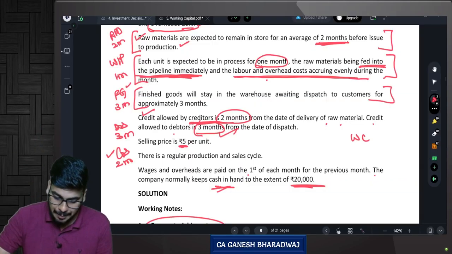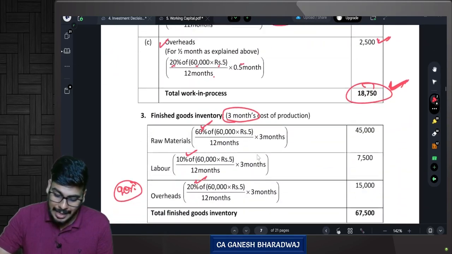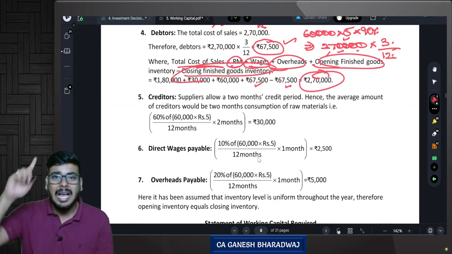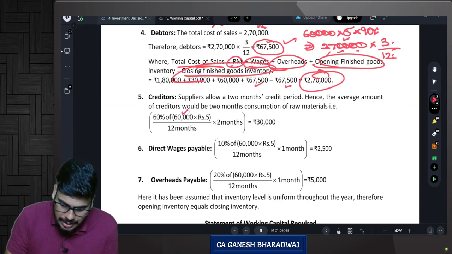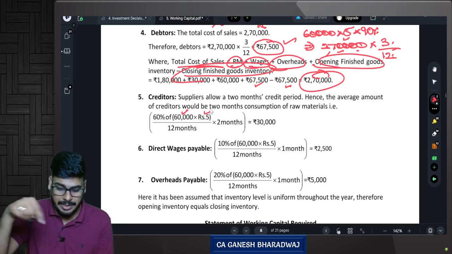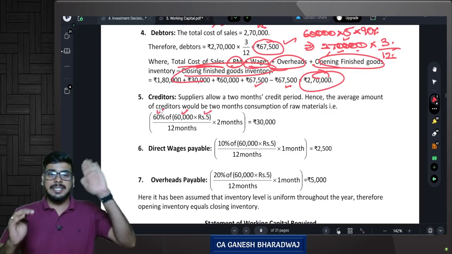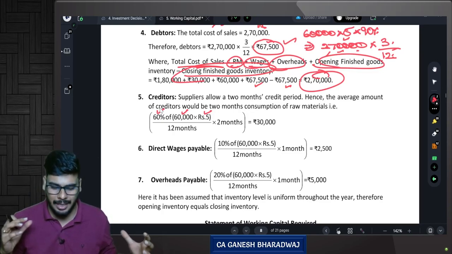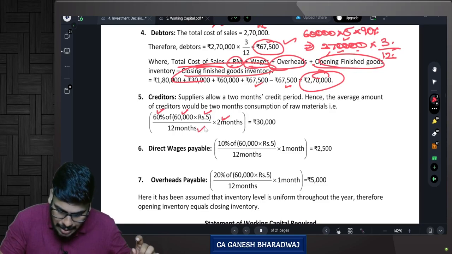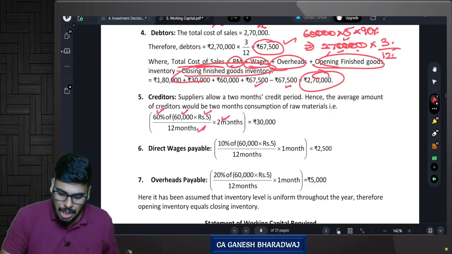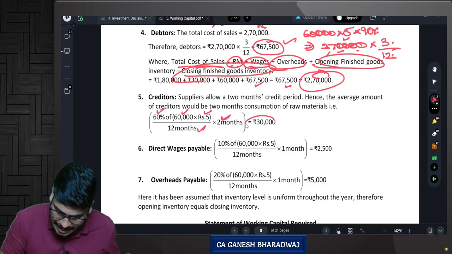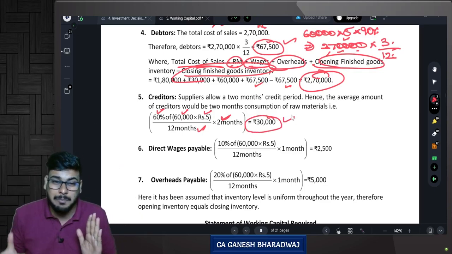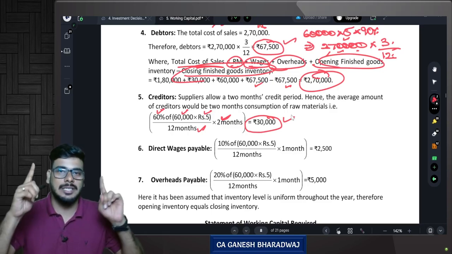So now what is the amount that they are indirectly funding? Very simple. Annual purchases will be 60,000 into 5, that is your total sales, on that 60%. 60% of my annual sales is the overall purchase, the raw material cost. On that, 2 months equivalent credit they are giving me. So into 2/12, that is indirectly 30,000 rupees of my gross working capital being funded by my creditors. Are you clear with this?